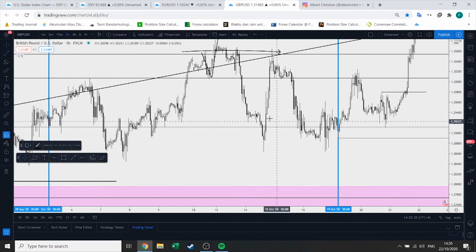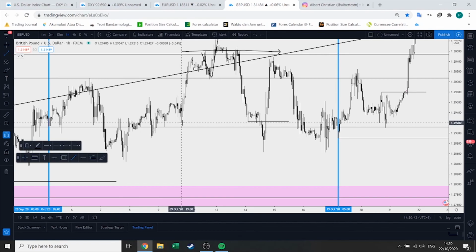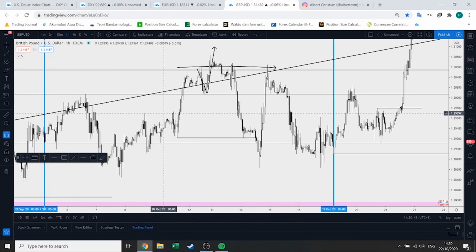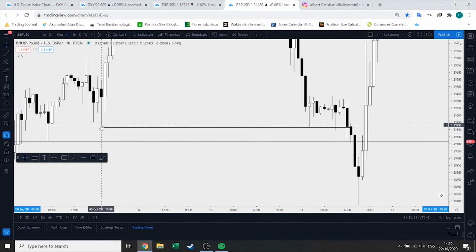Here, low, low. Look how identical to the pip this low was made. This low comes in at 215. This low comes in at 218, to the pip.